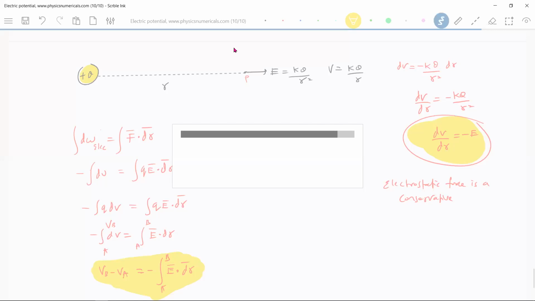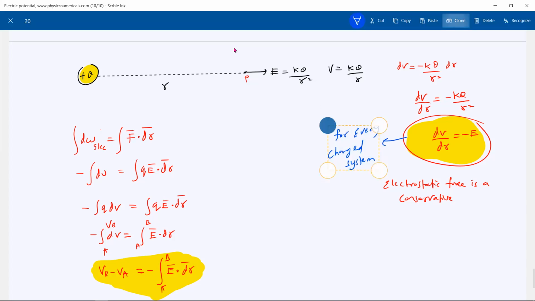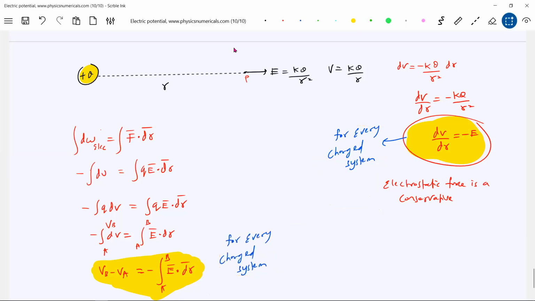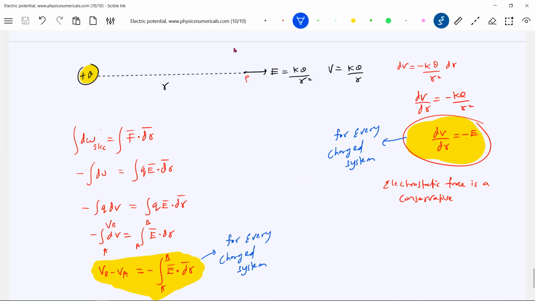Does that mean for every charged body this is applicable, or only for point charge? No, for every charged body this is applicable. Since I took the example of a point charge, it doesn't mean that it is only for point charge. It can be applicable for ring, disk, any type of arbitrary charge system. These relationships are valid.